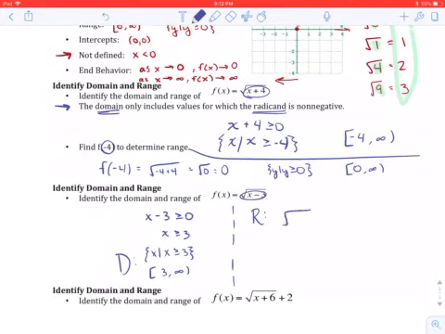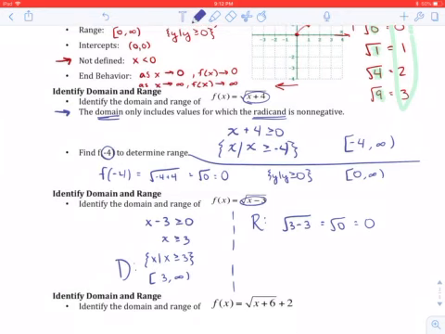So if I take the square root of 3 minus 3, I get 0. We're going to find that a lot, actually. It's going to be the 0, again, because it comes from this original range way up here. So my range is going to be the same in this case.